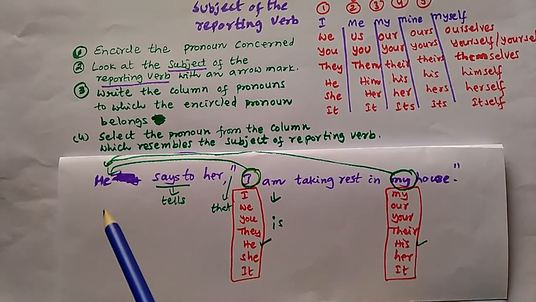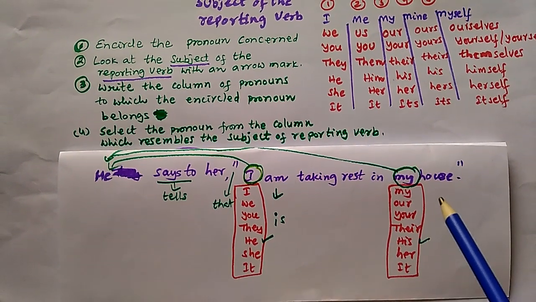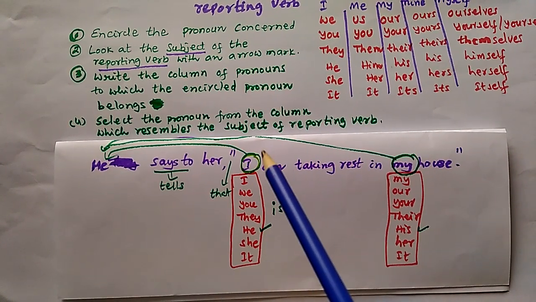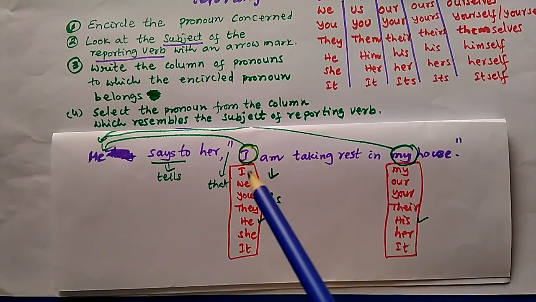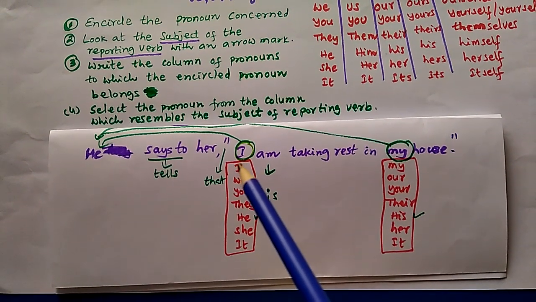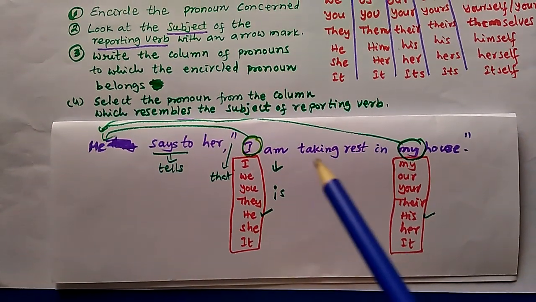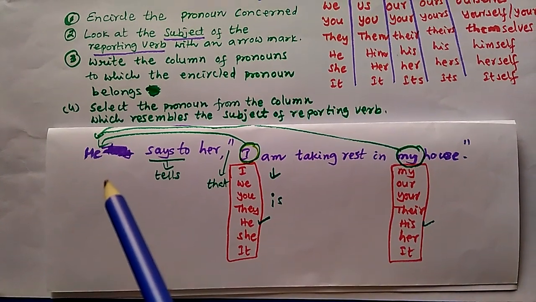And next example, he says to her, I am taking rest in my house. Here, first we have to encircle the pronouns. I is encircled and my is encircled. And I, my, look at the subject. So we have drawn arrow marks to the subject. From my, we have drawn an arrow mark to the subject.